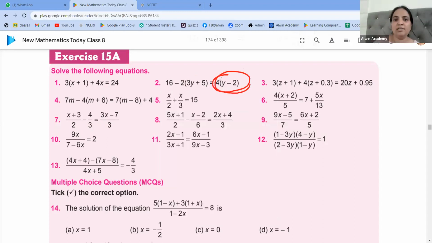Tell me what is the answer to this one now? Minus 4y minus 8. Good.